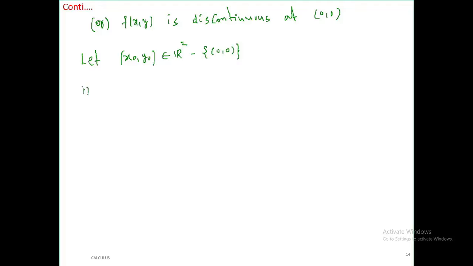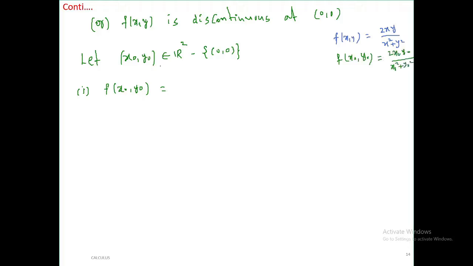So what is the first point? f(x naught, y naught) should be well defined, right? The function f(x, y) is 2xy divided by x square plus y square. So f(x naught, y naught) means direct substitution is required here: wherever there is x, you substitute x naught, wherever y, you substitute y naught. So the value is 2 x naught y naught divided by x naught square plus y naught square.